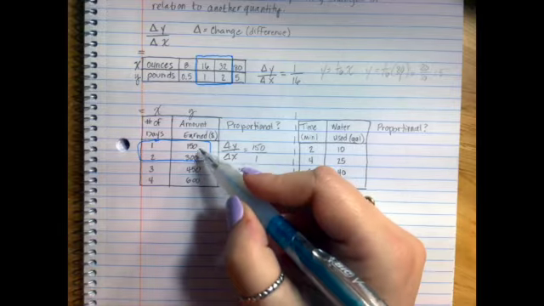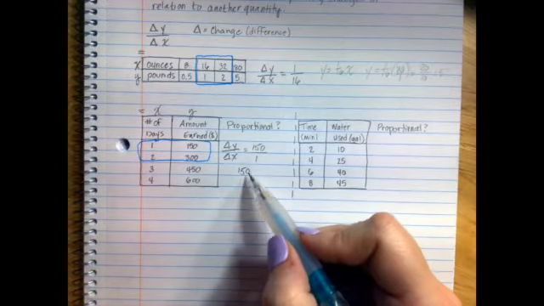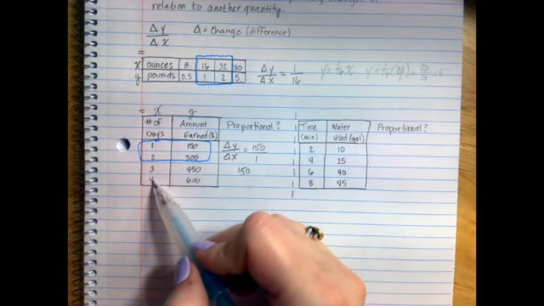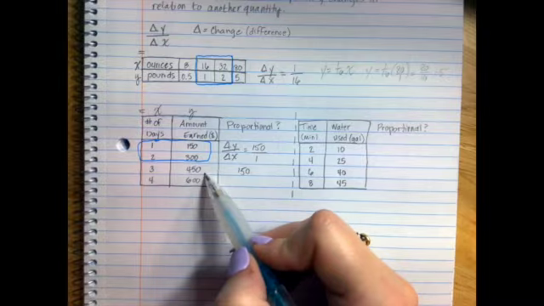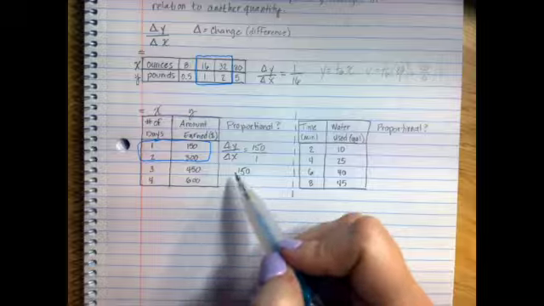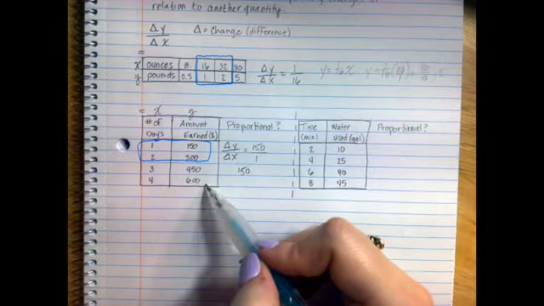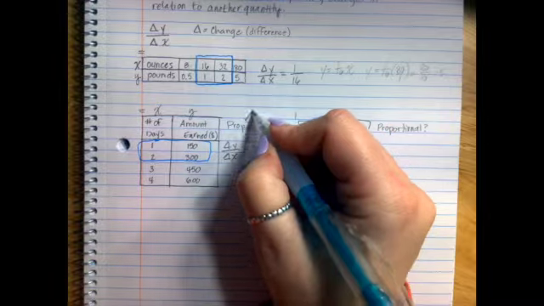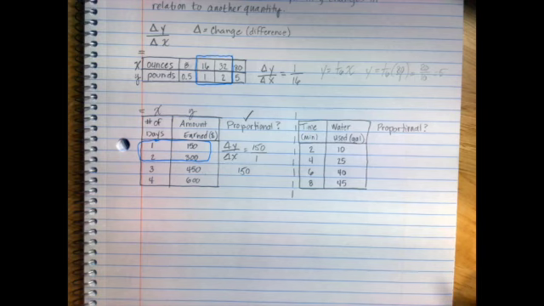Does that work all the way throughout? Can I take 150 times each of these values of x and get this value of y? 150 times 3 is 450. 150 times 4 is 600. So yes, this is proportional.